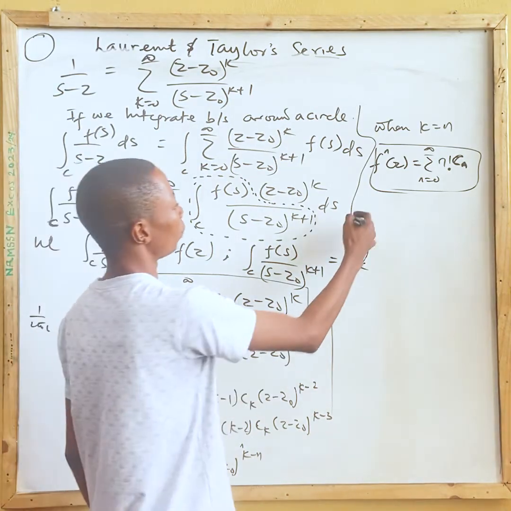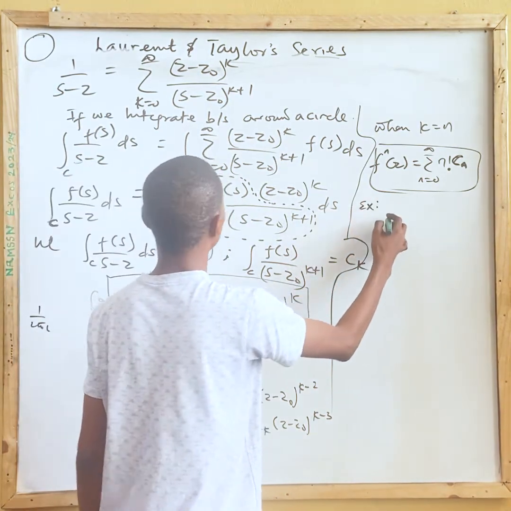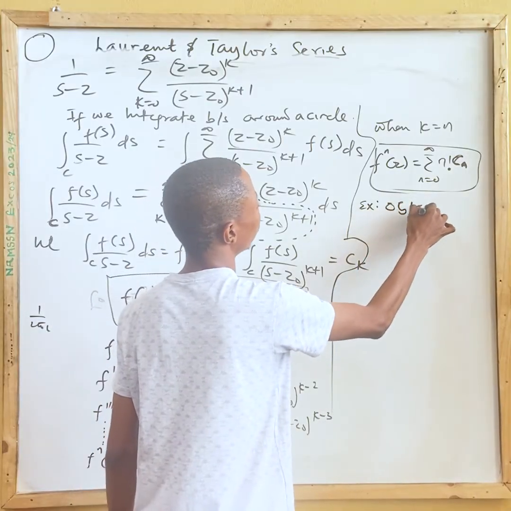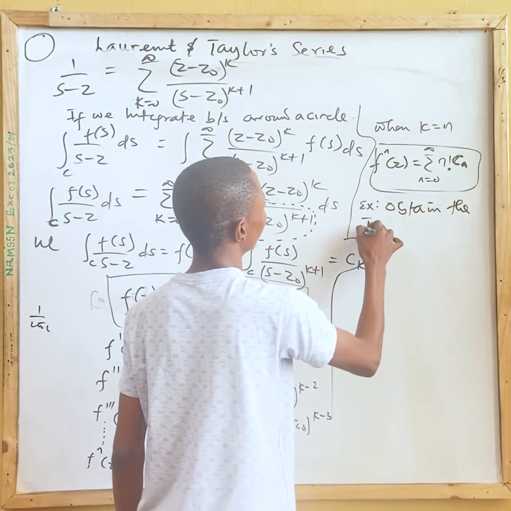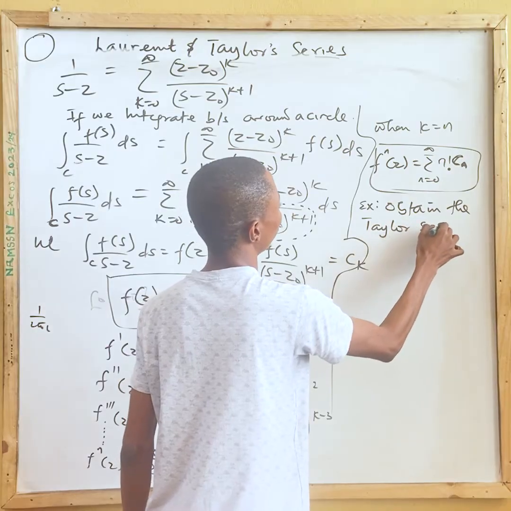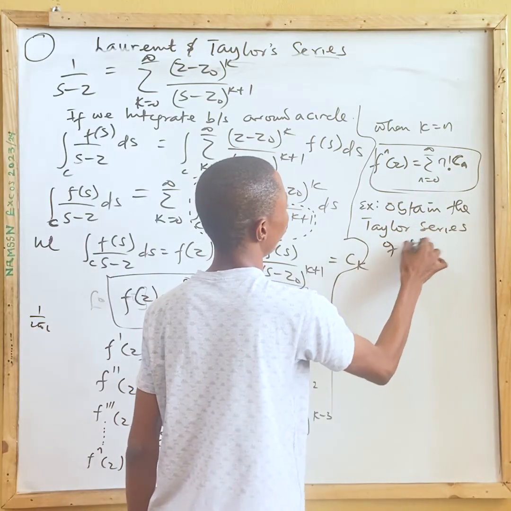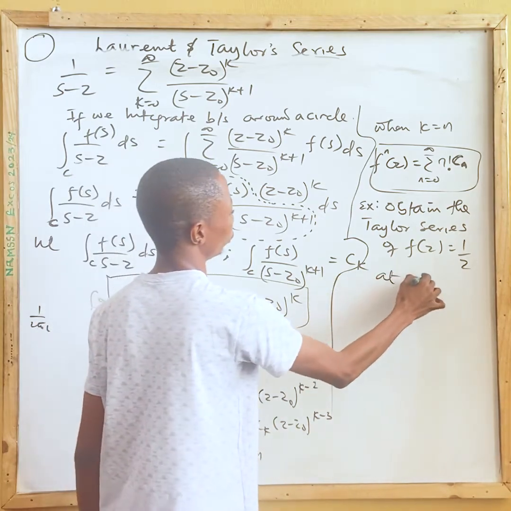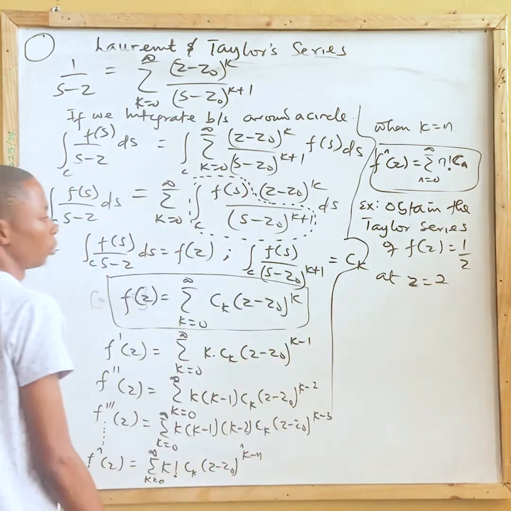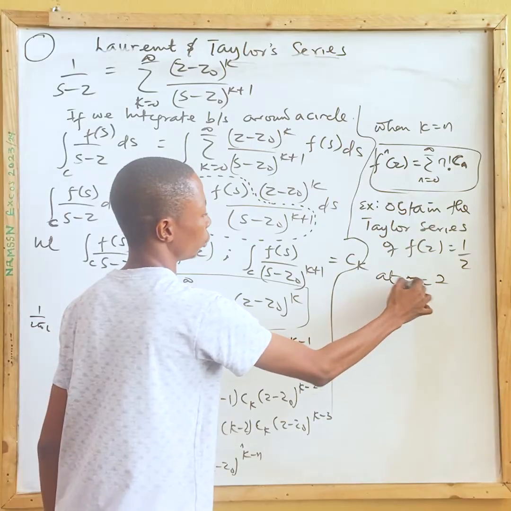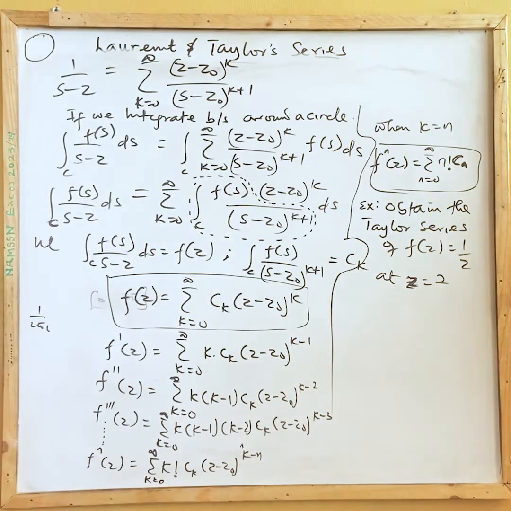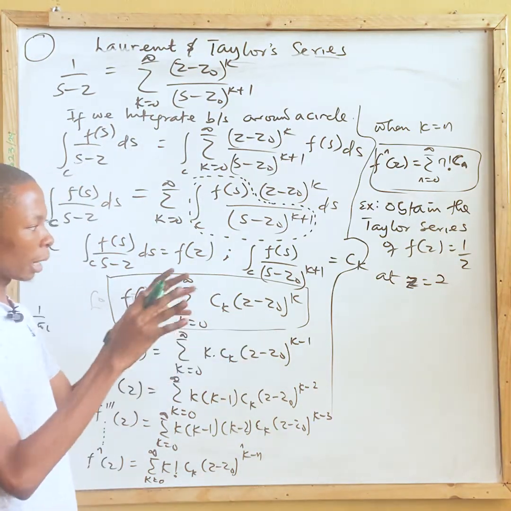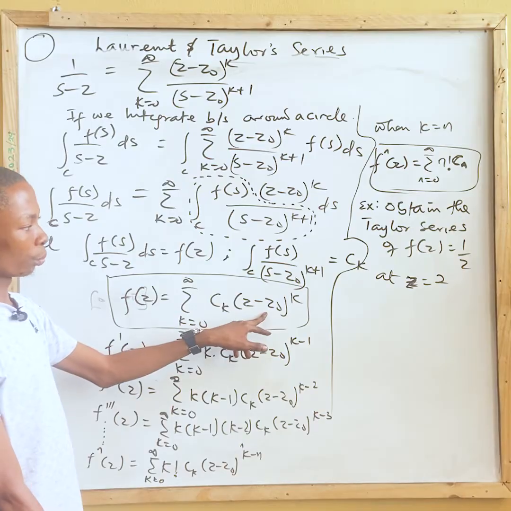So let's take for example, let's obtain the Taylor series of f(z) equals 1 over z at z equals 2. So we want to get the Taylor series of this function 1 over z at z equals 2, it means that our z naught is equal to 2. So we are expanding around z equals 2.